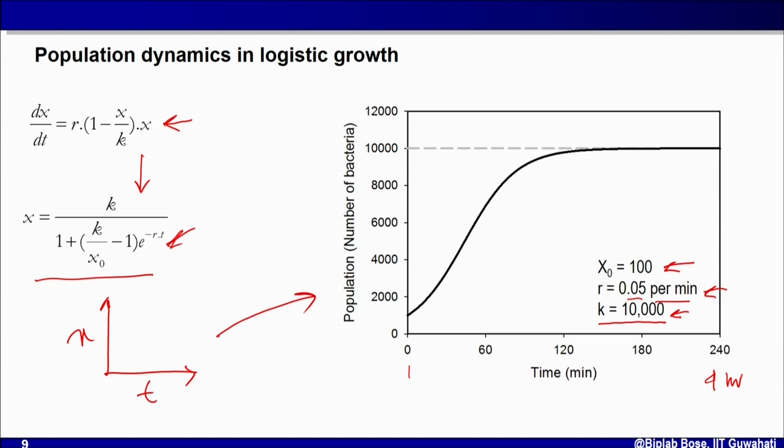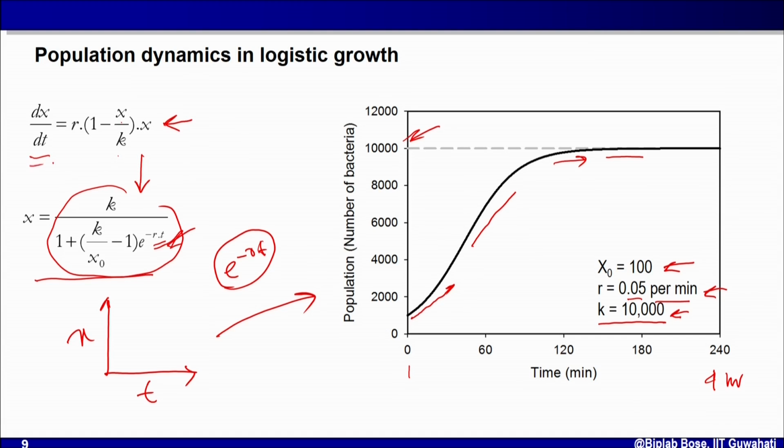This is 4 hours, just like the previous plot. In the previous case, it was growing exponentially like this. That is not happening here. You can see, in this case, the population is growing, and then after some time it is saturating at the carrying capacity 10,000. When x is smaller than K, your rate is higher, so initially you have growth. As t tends to infinity, the exponential term becomes smaller and smaller, the denominator becomes 1, and x reaches towards K, the carrying capacity.